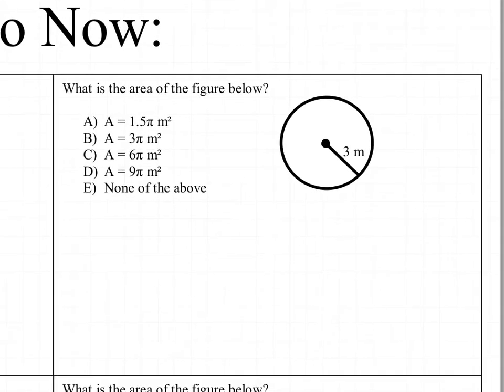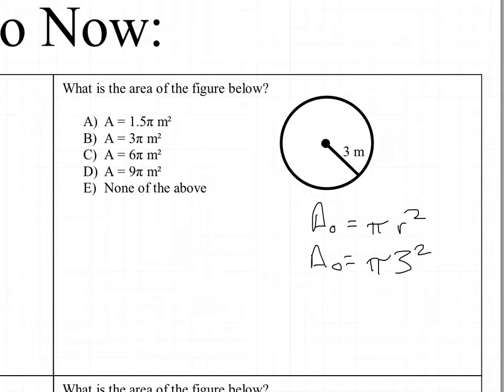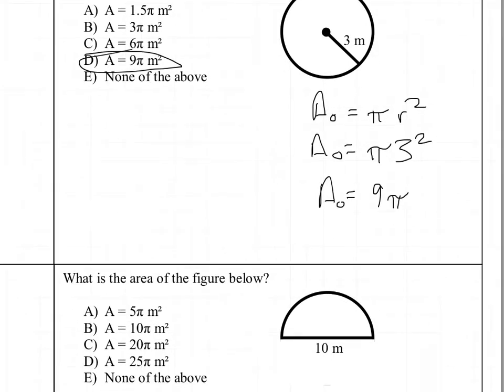Moving over here, we have what is the area of the figure below. So here we have a circle. So our equation for the area of a circle is equal to pi times radius squared. So again, I've written the equation. Now I'm going to plug the information I know into the equation. So that's 3 squared. 3 squared is 3 times 3, which is 9. So the area of this circle is 9 times pi. D. Again, we can see, write the equation, plug into the equation, solve the equation.